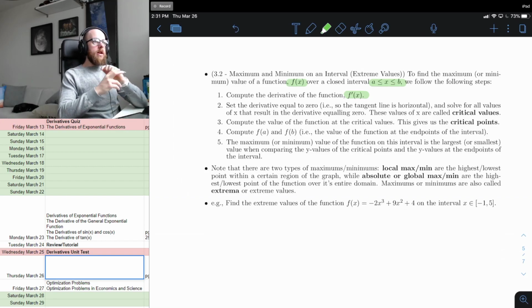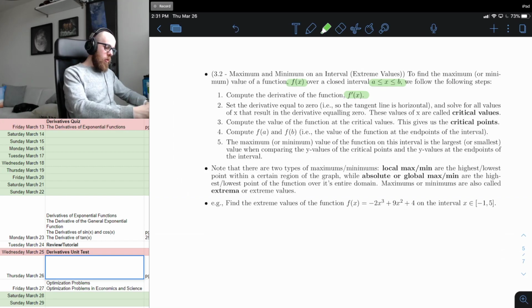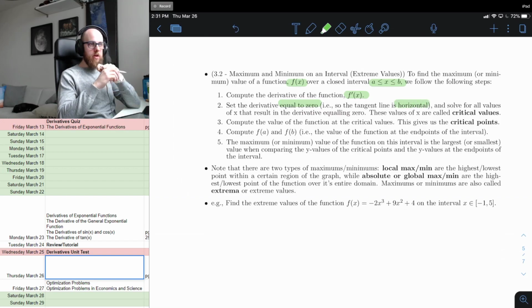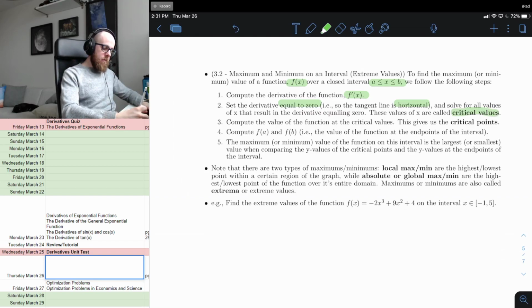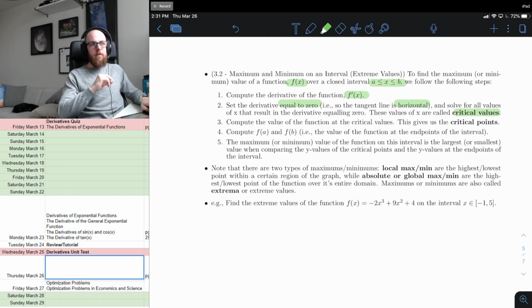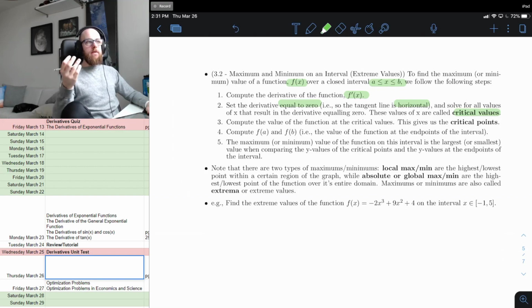What the derivative will tell us in step 2 here, when we set the derivative equal to 0, as we saw in chapter 2, setting the derivative equal to 0 makes the tangent line horizontal. What we're going to do is solve for all of the x values that give a derivative of 0. These x values have a special name. They're called the critical values of our function. So any x value that makes the derivative equal to 0 is called a critical value.